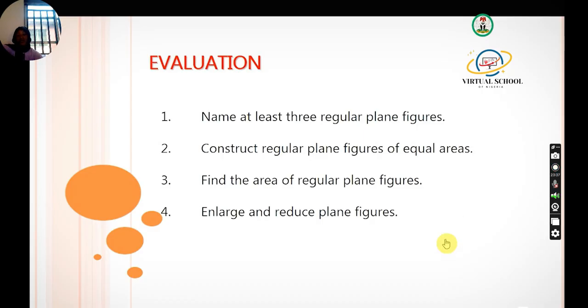Now, you can get questions to enlarge and reduce plane figures from your textbook. As well, you should be able to get questions from your textbook where you can find examples on tests or classwork on finding the area of regular plane figures. So with the formulas that I've given you above, you should be able to attempt questions arising from that.